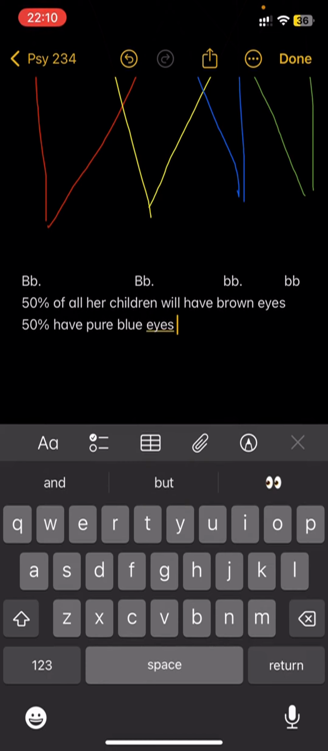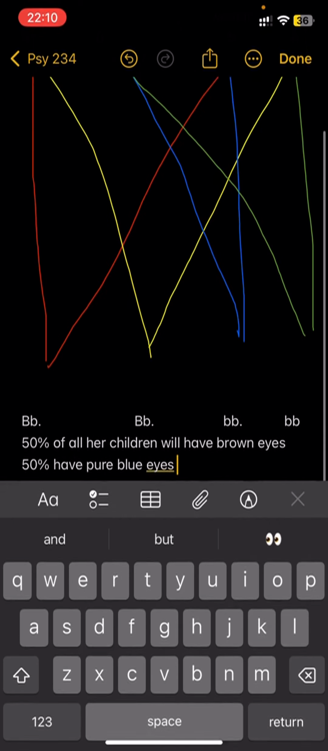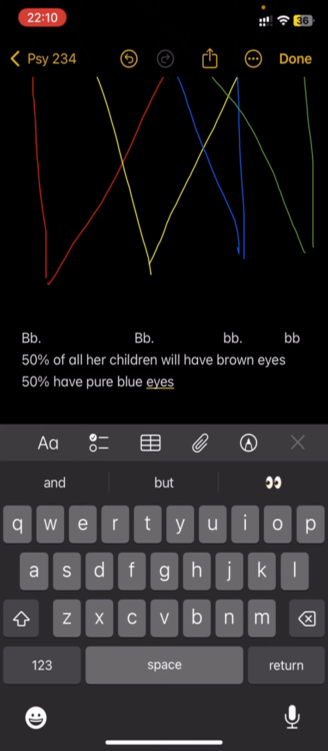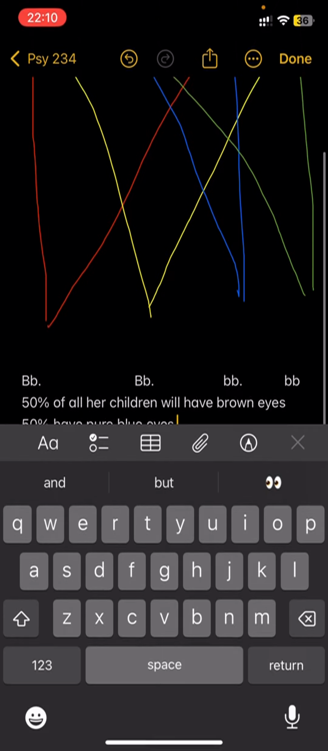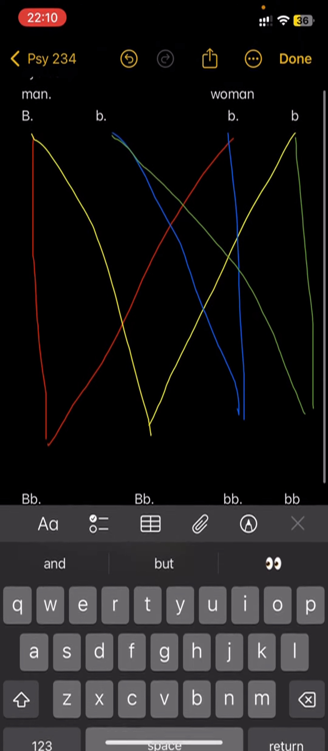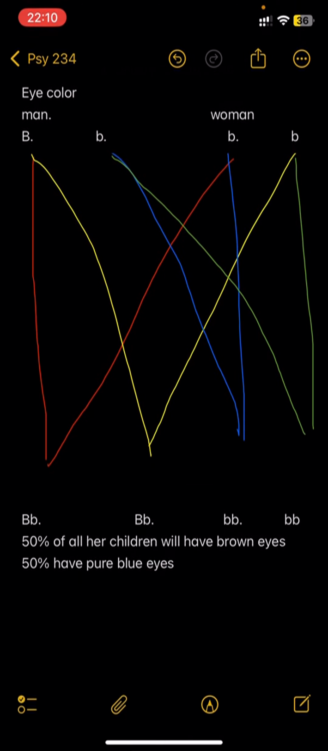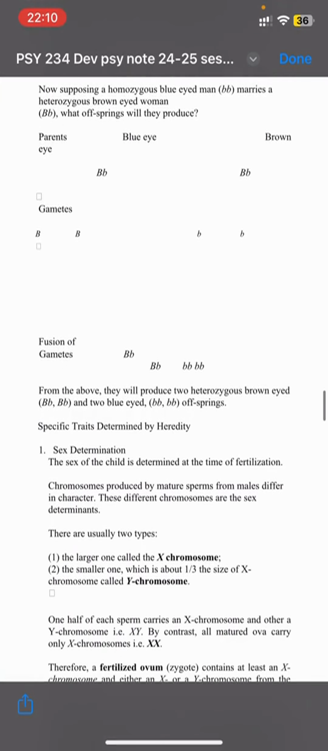Because this one is heterozygous, and the B is the dominant one. That means brown eyes is always dominant. So 50% of our children will have brown eyes, and 50% of our children will be purely blue-eyed. I'm doing this because the exam can come up and say, a heterozygous man married a homozygous woman, what percent of their children will have this? That's why I'm trying to show you what they can ask. So you can make your conclusions from this. So we're going to move on.